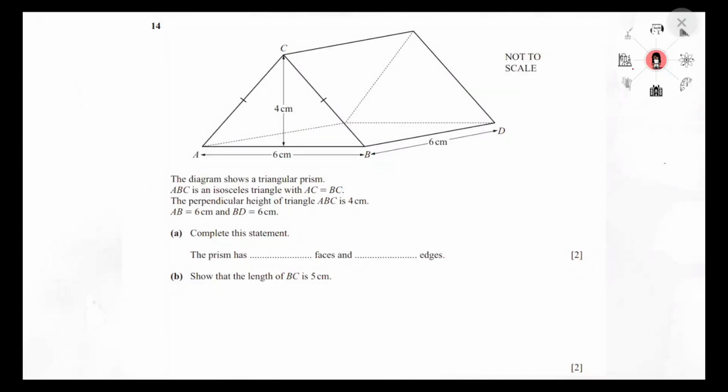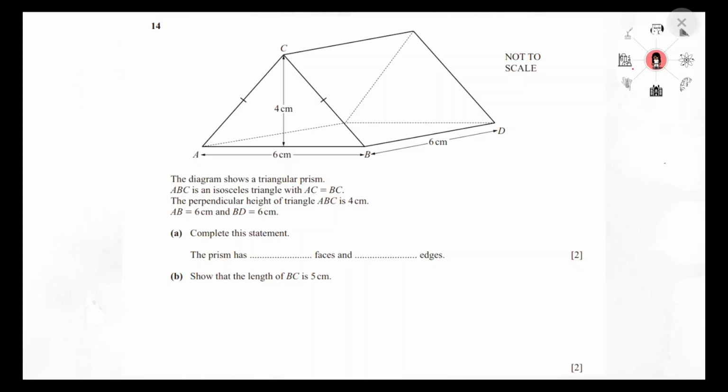Question 14 says, the diagram shows a triangular prism. ABC is an isosceles triangle with AC equals BC. The perpendicular height of triangle ABC is 4 centimeters. AB equals 6 centimeters and BD equals 6 centimeters. 8. Complete the statement. The prism has dash faces and dash edges.